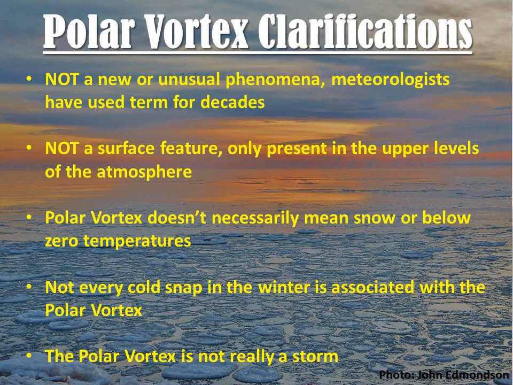The polar vortex, there's been a lot of misconceptions about it, so here are some clarifications. It's not a new or unusual phenomenon. This is a term we've been using for decades. It's not a surface feature. It's present in the upper levels of the atmosphere. It doesn't necessarily mean it's going to be snowy or below zero temperatures, and not every time it gets cold in the winter is it associated with the polar vortex. It's not really a storm. It's a feature in our atmosphere, and I will explain that.